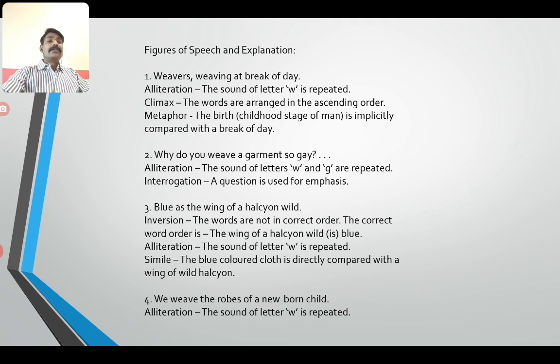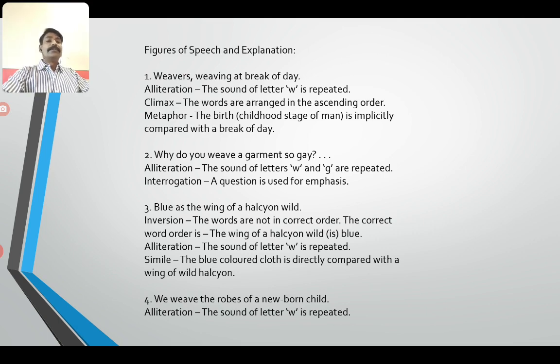Now simile. The blue color of the cloth is compared with the wings of the wild halcyon. "Blue as the wings of the halcyon wild." There is a comparison, but it is made with the word "as" or "like". This is not a direct comparison, it is an indirect comparison, shown with the word "as". That's why it's a simile.